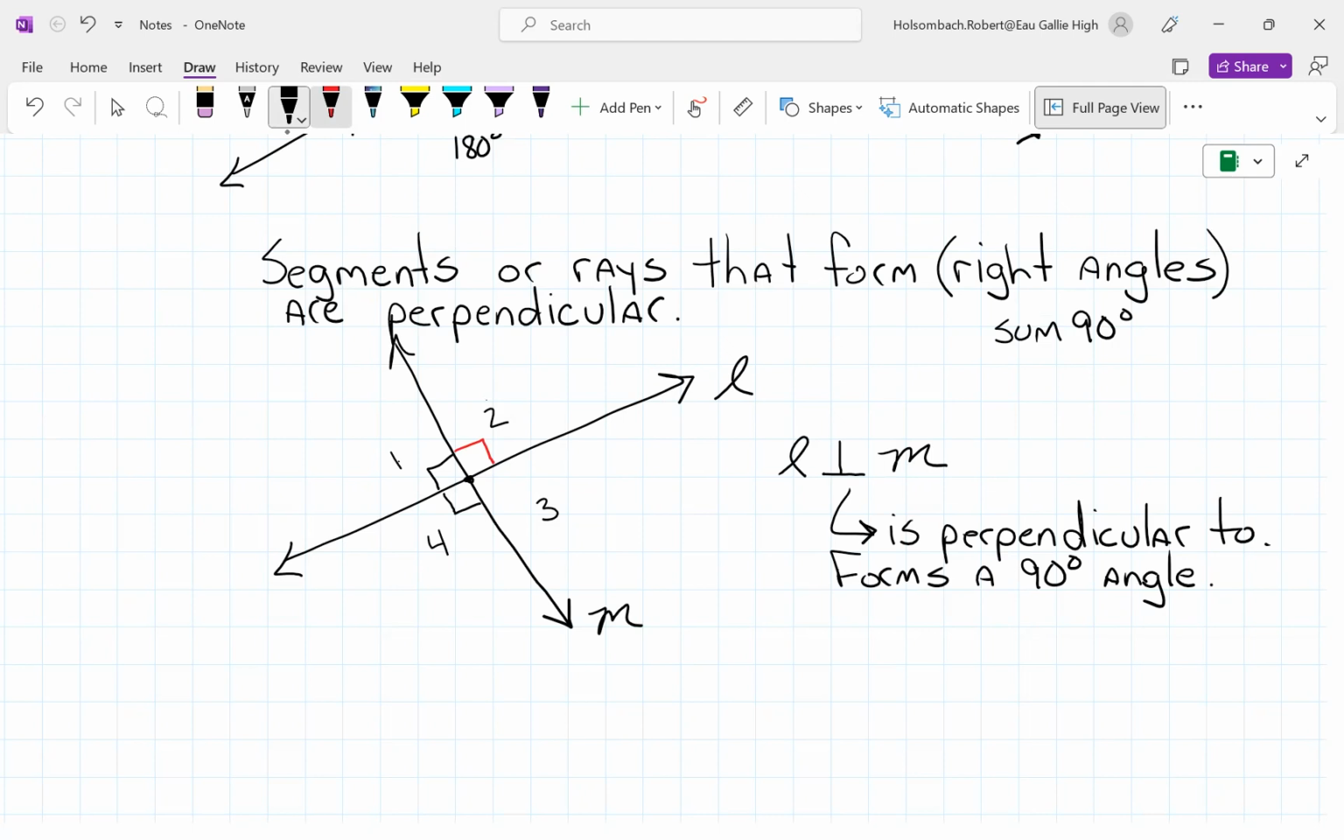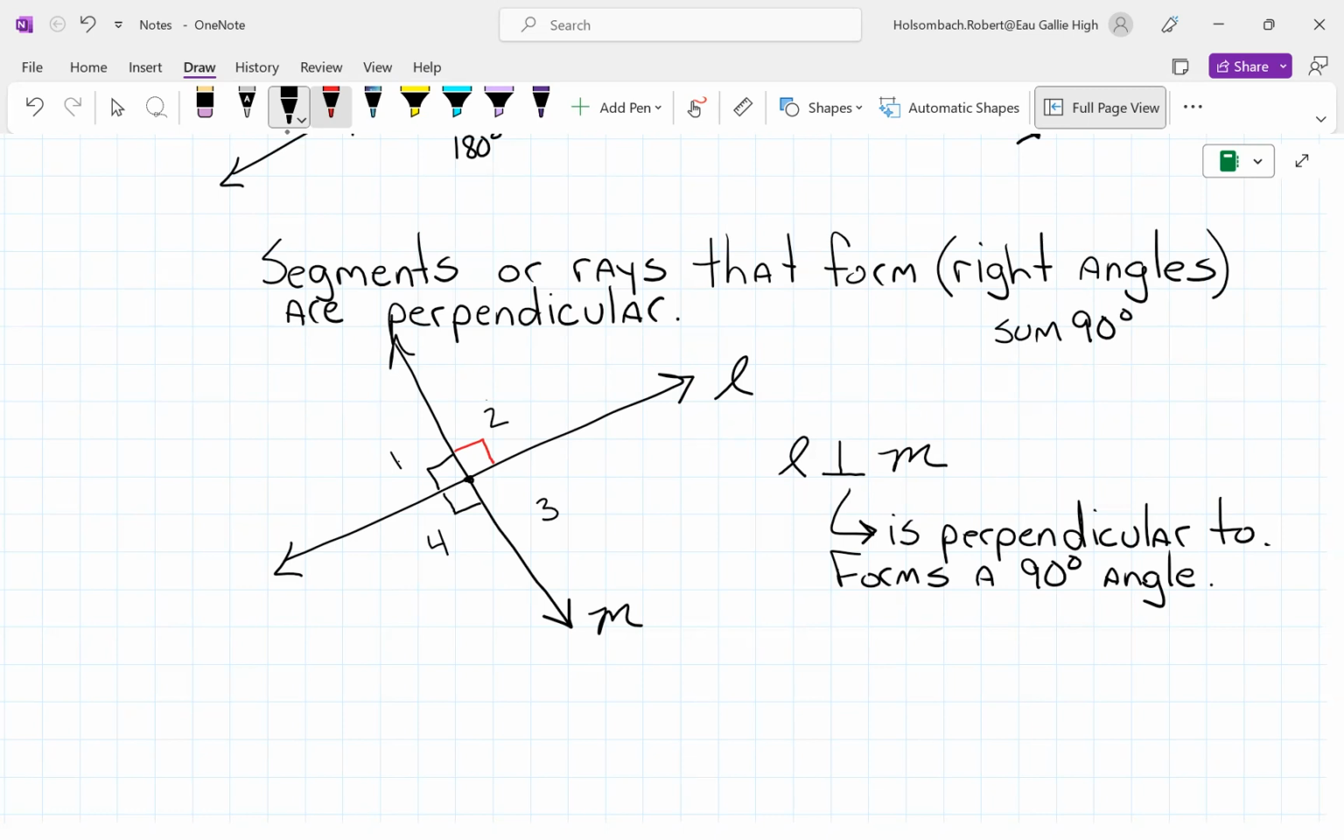So in this case, angle 1 and angle 2, they're adjacent. They're next to each other. They share a vertex. They share a side. They're a linear pair because they form line L. They're supplementary. Okay. And in this case, they're congruent.